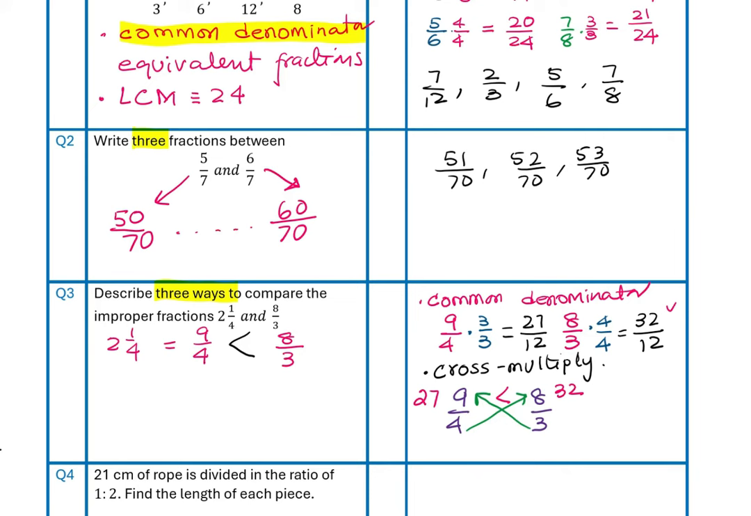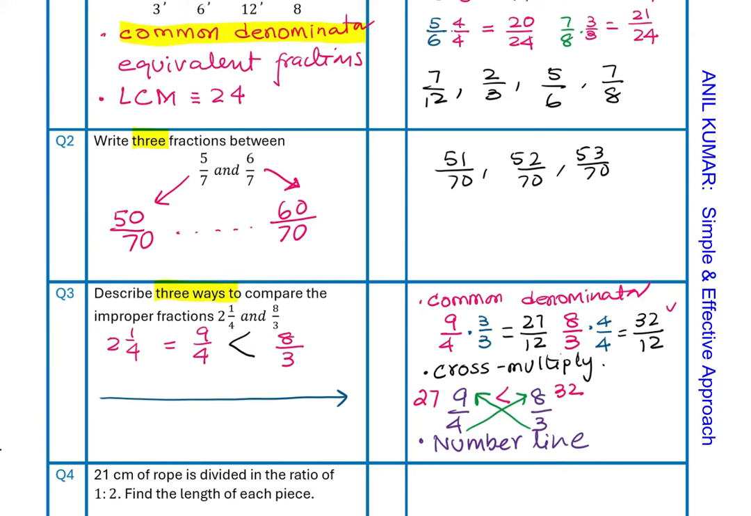Now, third way could be many, right? One, which is normally preferred at school level, is place these numbers on number line, right? You can use number line to place these numbers. So we will do that now. Let's say that's our number line. And we have 2 1 by 4 and 8 by 3. So this is 0. Let's say this is 1, this is 2, this is 3. We know both the numbers are less than 3, but greater than 2.